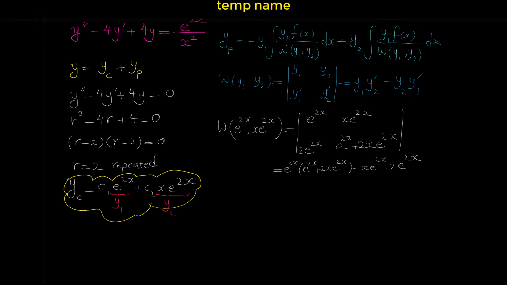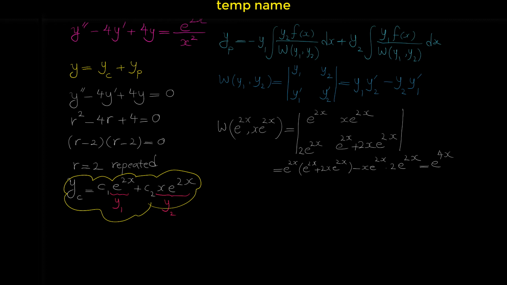Now if we multiply this e to the 2x in the bracket, e to the 2x times e to the 2x is e to the 4x. And if we multiply this e to the 2x in this bracket, we have 2x e to the 2x e to the 2x. And we have exactly the negative of that term here. So they cancel each other and only this remains. So the Wronskian is e to the 4x.